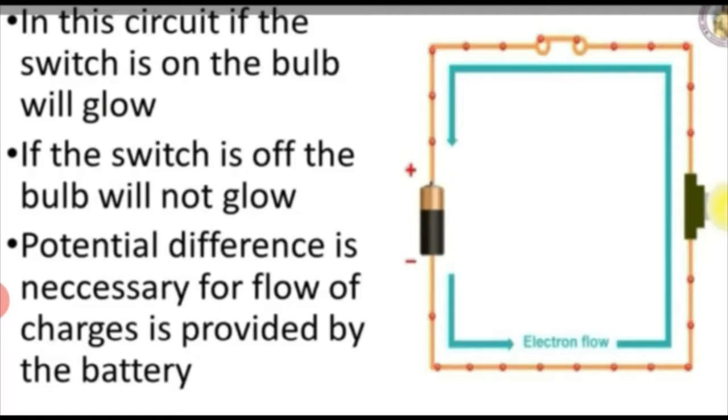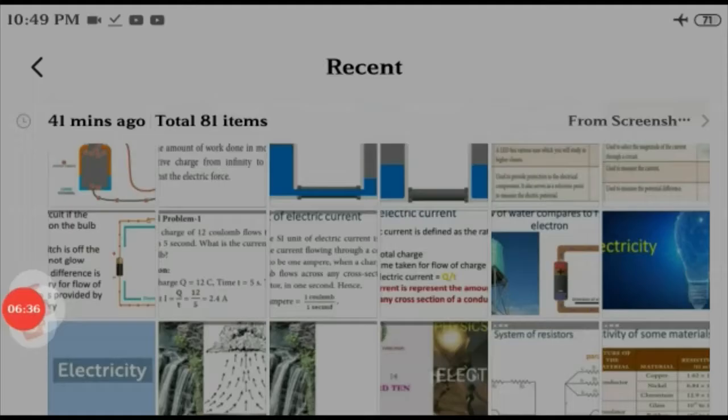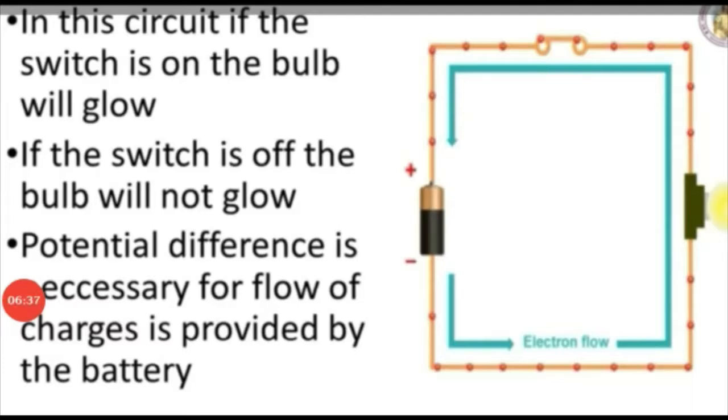Next, if you close the key, that means there is a flow of current, so the bulb will start to glow. This is the simple electric circuit. So in the circuit, if the switch is on, the bulb will glow. If the switch is off, the bulb will not glow. Likewise, the potential difference necessary for the flow of charges is provided by the battery.